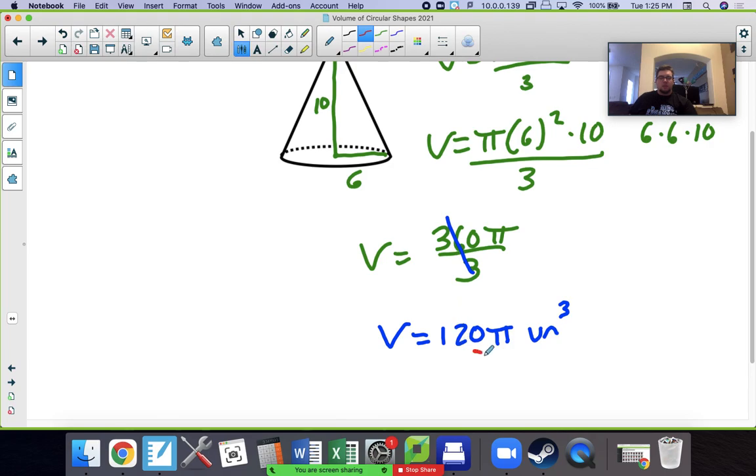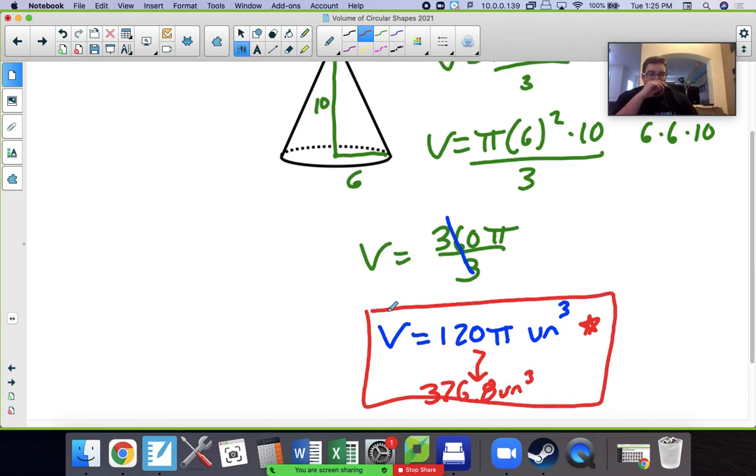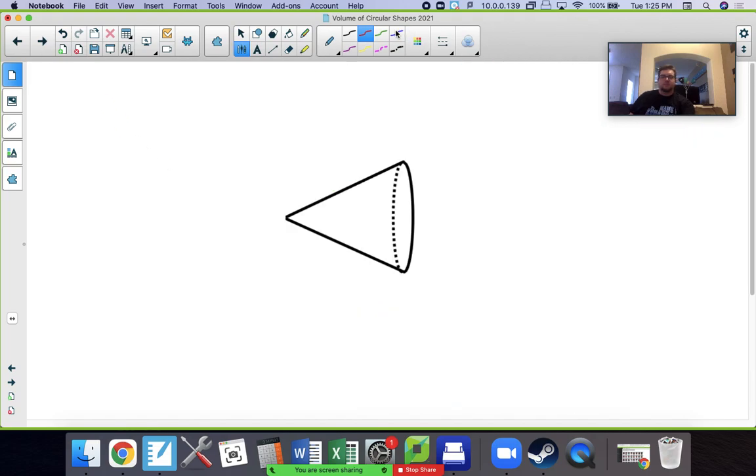Again, we can leave it with the pi right here. Or if we multiply out pi, 3.14, we take the 120, multiply 3.14, we get 376.8 units cubed of volume. So either with pi, or if we multiply by that 3.14, we get that. Let's do one more cone.